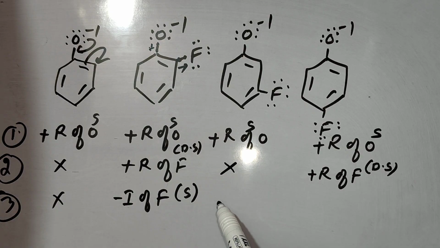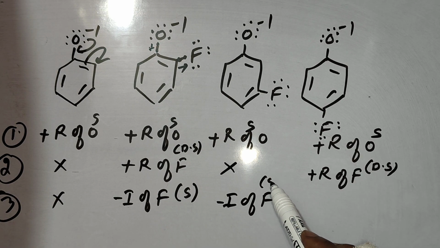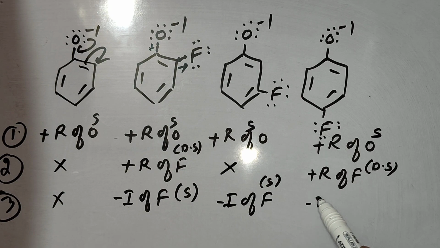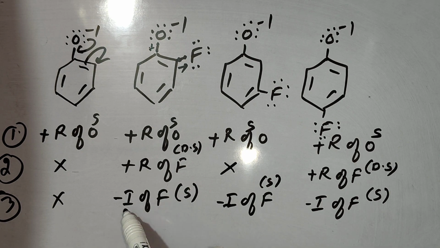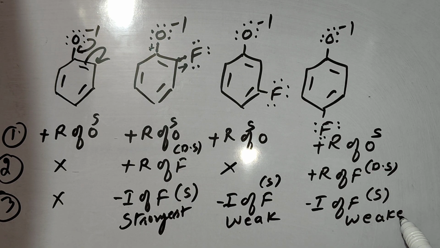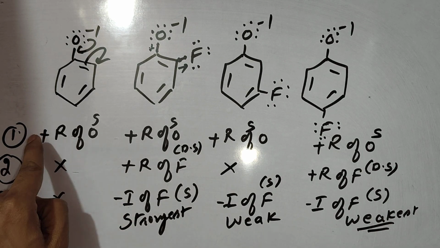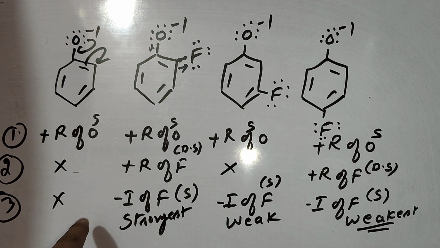Here also minus I of fluorine, stabilizing factor. Here also minus I of fluorine, a stabilizing factor. Now here minus I effect will be strongest. Here it will become weak, and here it will be weakest. Now this factor is not able to decide the stability of anion. We need these factors. Here we don't have any factor, so leave it.